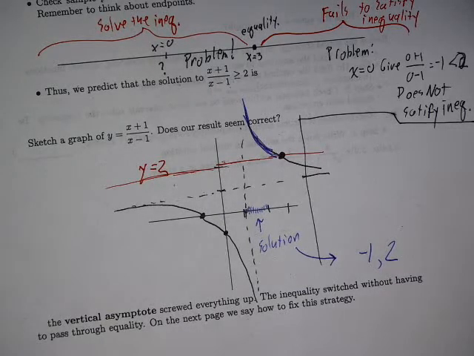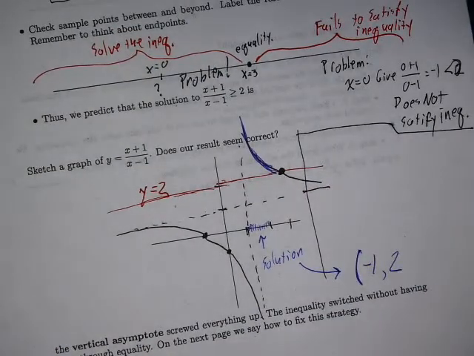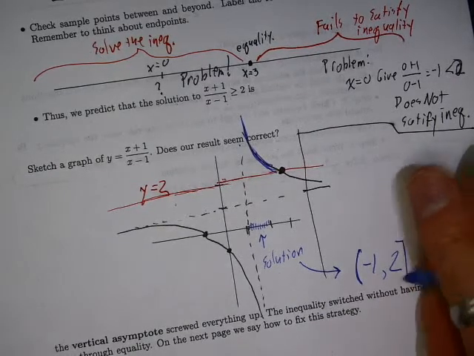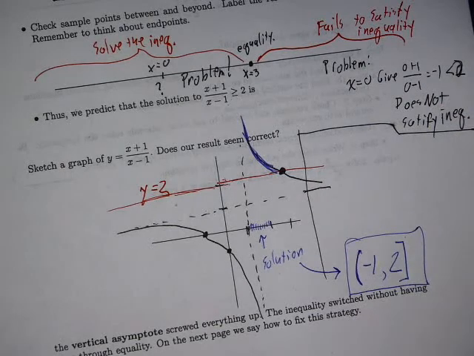Does x equals -1 solve the inequality? No. Why not? Is -1 even in the domain? When we plug in x equals -1, we divide by 0. So it can't, so we have to exclude it. Does x equals 2 solve the inequality? It does, so we should include it. There's the solution to this inequality, which we just read off from the graph.